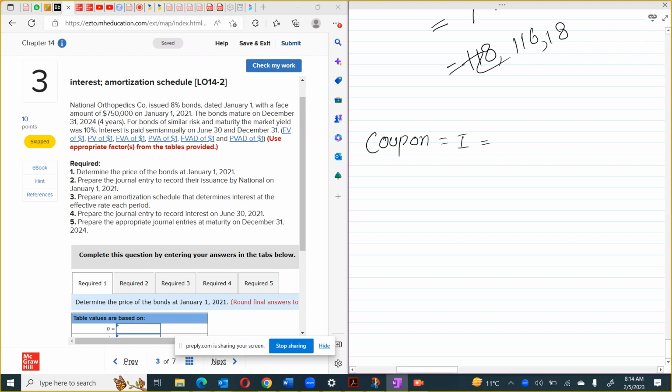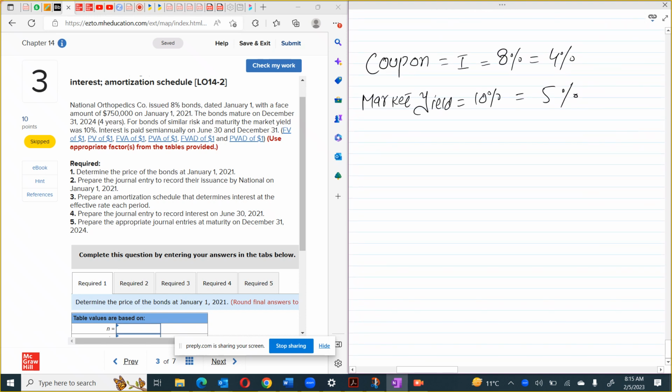Only to calculate present value or future value, the interest rate that is used is the market yield. So the coupon is 8%, effectively 4%. And we have the market yield, which is 10%. Divided by 2, it is effectively 5%. So we need the price of the bond. Number one requirement is the price of the bond.